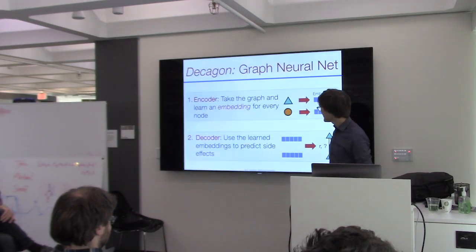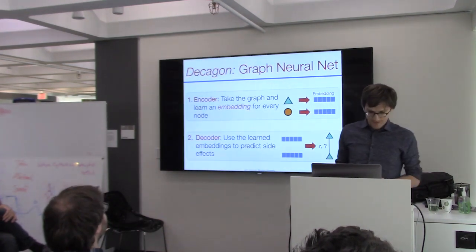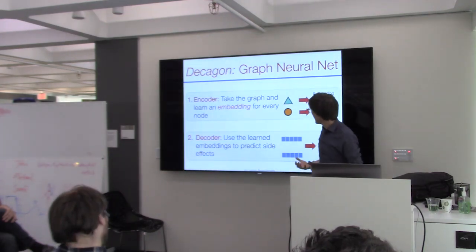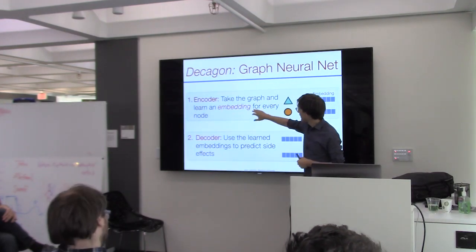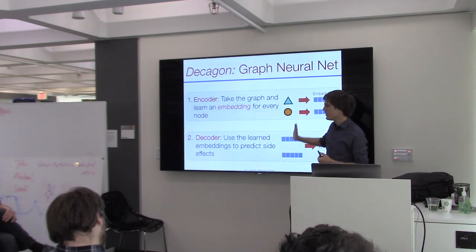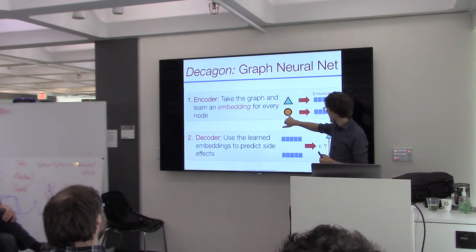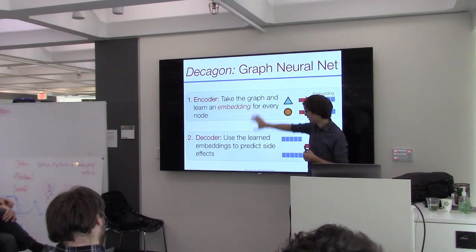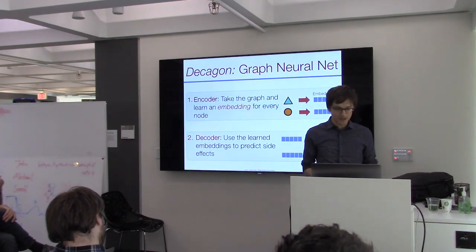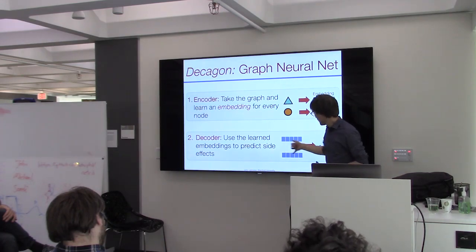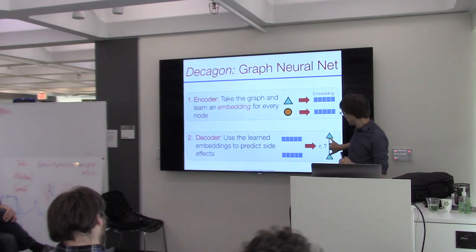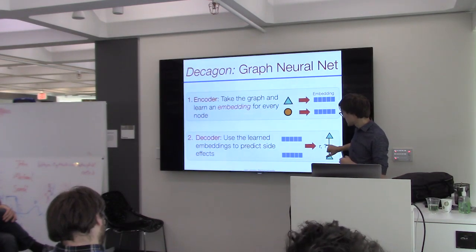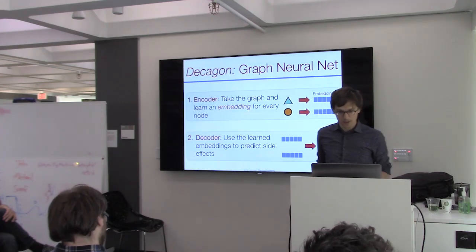How are we going to do this? We are going to use our graph neural networks. The way we'll do this is we'll take the graph and learn the embedding for every node in the graph, right? So for drugs and proteins, I will learn some embedding vector. This is what we call an encoder. And then we'll use a decoder where, given two embeddings, I want to predict whether there is a link between the two drugs and what the type of the link is, okay?